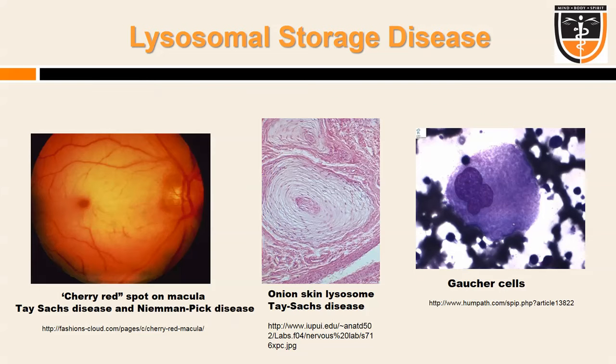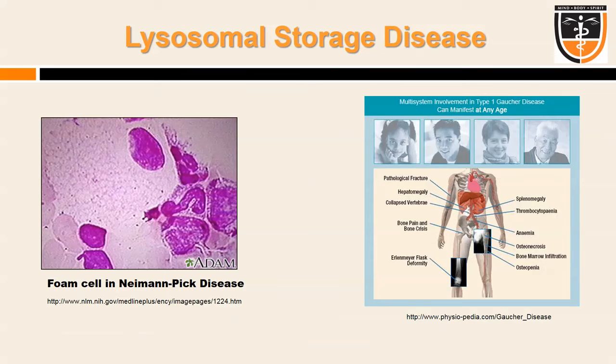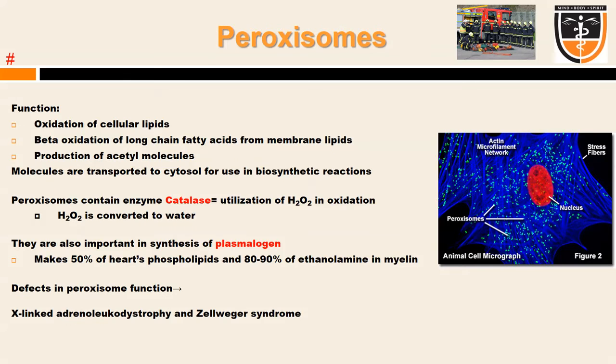Now, next, this is a cherry red spot on the macula in Tay-Sachs and Niemann-Pick. This, what you see, is an onion skin lysosome. It looks like an onion skin in a lysosome. This is a Gaucher cell, which is a macrophage full of this lipid foamy material that was not digested. It's a foam cell in Niemann-Pick disease. And these are just the basic characteristics of Gaucher disease. There are different levels. There's Gaucher 1, 2, and 3. And you're going to hear more about this in your biochem, way more than you hear from me. And I wanted to show you that connection.